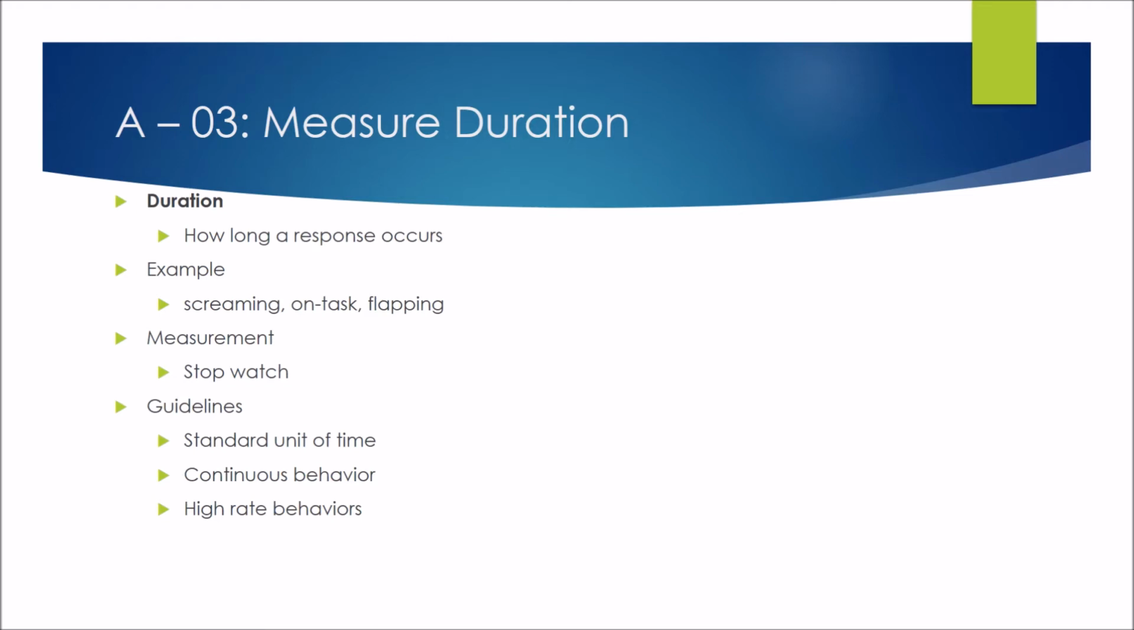We measure duration when the behavior of interest occurs either for too long or too short of a period of time, such as screaming for an hour or staying on task for no more than a minute. Duration can also be measured for behaviors that occur at high rates, such as flapping or rocking. When measuring duration, the observer may use a stopwatch by starting the timer when the behavior begins and stopping the timer when the behavior ends.